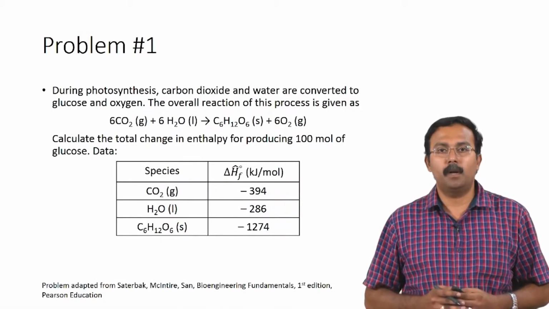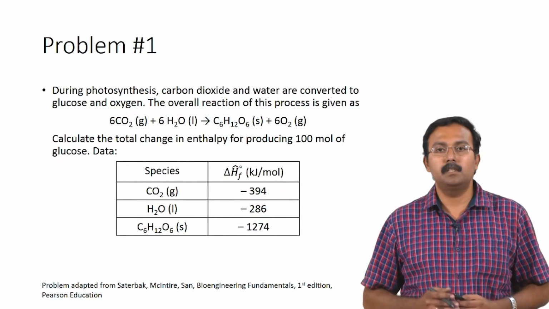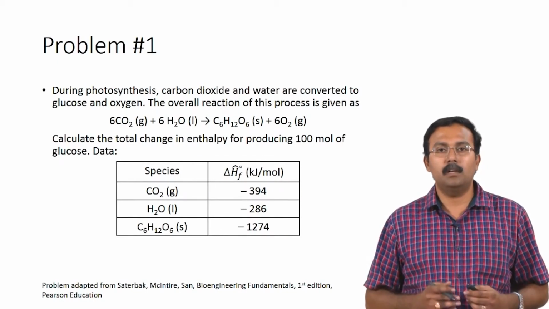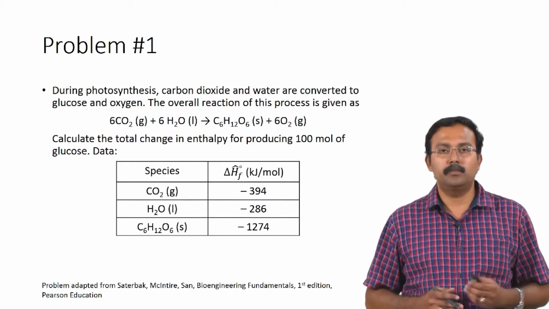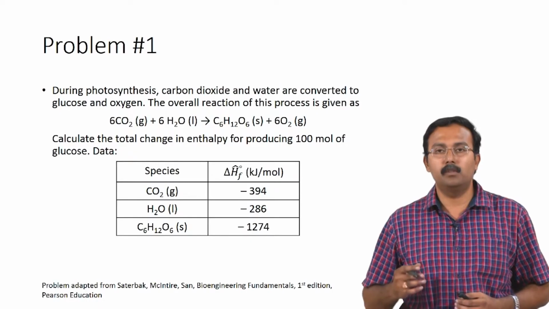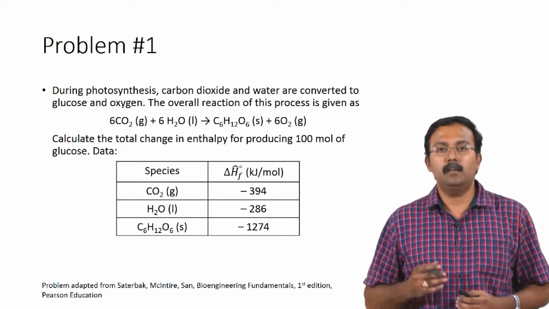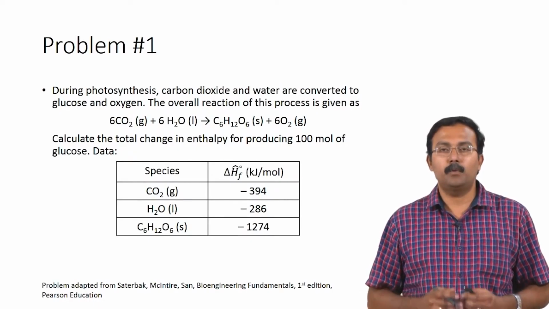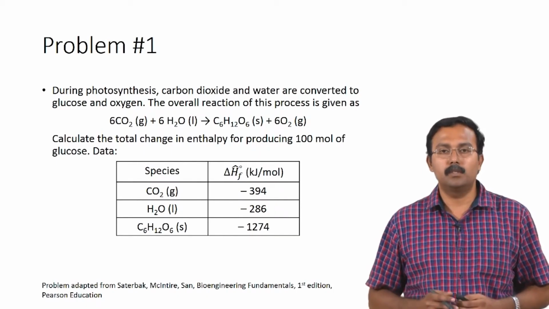Let us start with the tutorial problems. So, here is the first problem. During photosynthesis, carbon dioxide and water are converted to glucose and oxygen. The overall reaction of this process is given as 6 moles of carbon dioxide reacts with 6 moles of water to form 1 mole of glucose and 6 moles of oxygen. You are asked to calculate the total change in enthalpy for producing 100 moles of glucose.